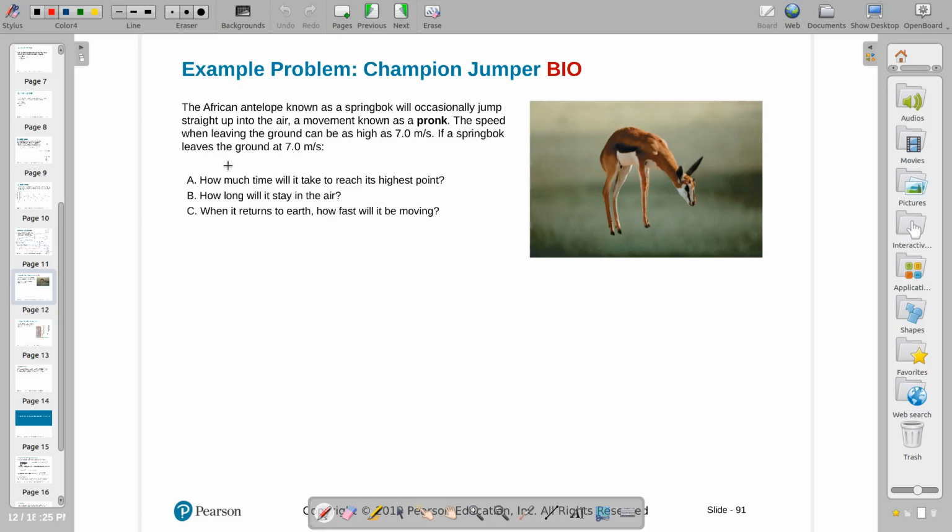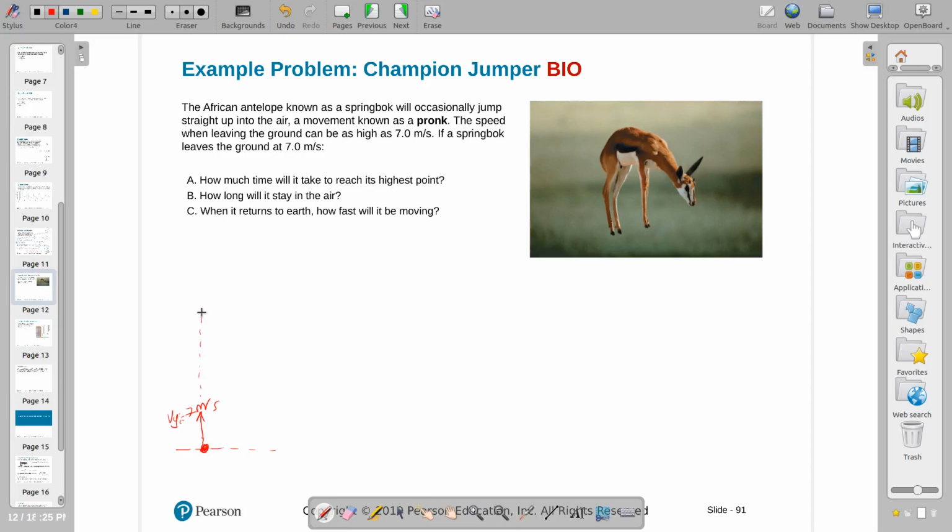If a springbok leaves the ground at 7 meters per second, so we're looking at a springbok leaving the ground. I'm taking it as a dot for simplicity, with Vy initial equal to 7 meters per second. A. How much time will it take to reach its highest point? So that's a free fall, but thrown upward.